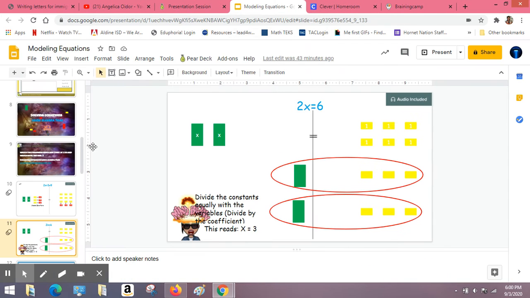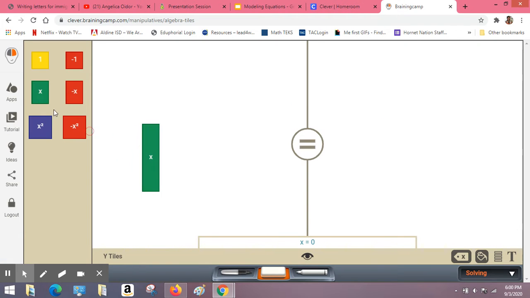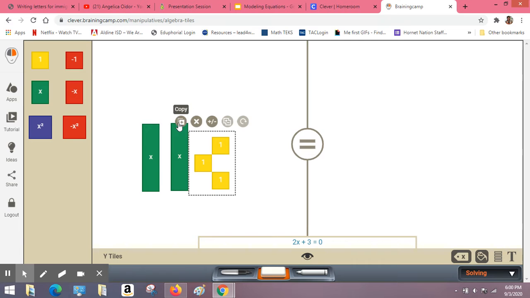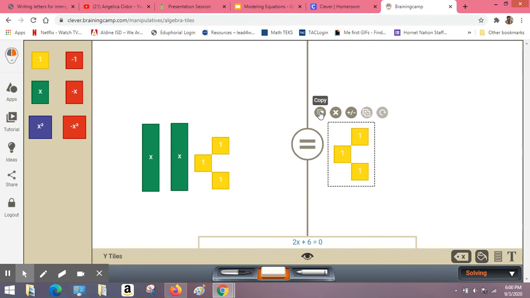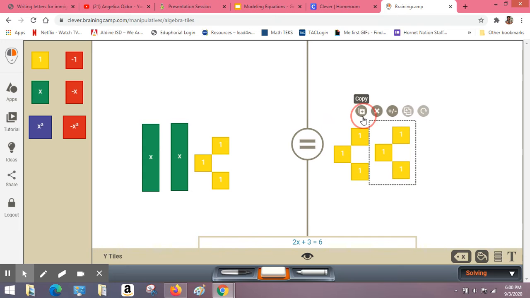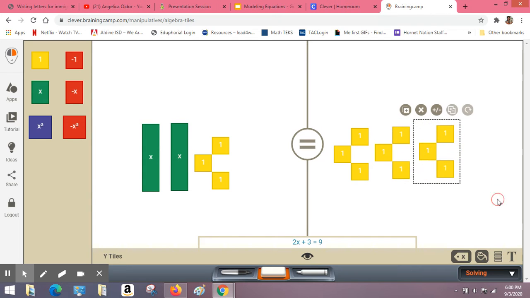Now we're going to move our models. So it was 2x plus 3. So since it's positive, 2x plus 3. And then I had on the other side, it equals 9. So I'm just going to copy. Okay, so I have 2x plus 3 equals 9, if you see it right here in the bottom.